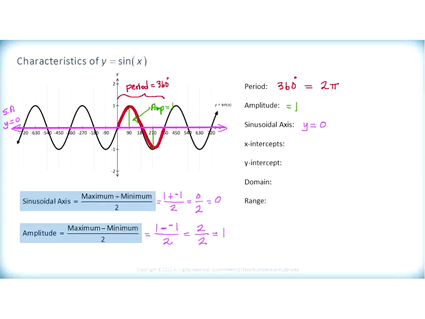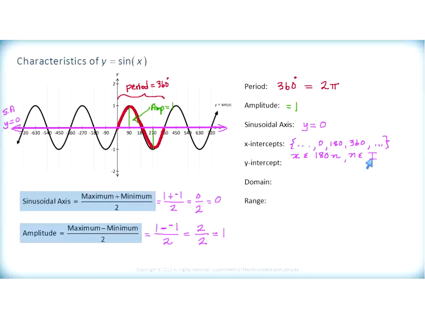So if I make a list of the x-intercepts, some of them occur before 0. So you have 0, 180, 360, and so on. The x-intercepts can be identified as x belonging to any multiple of 180, 180n, where n belongs to the set of integers.